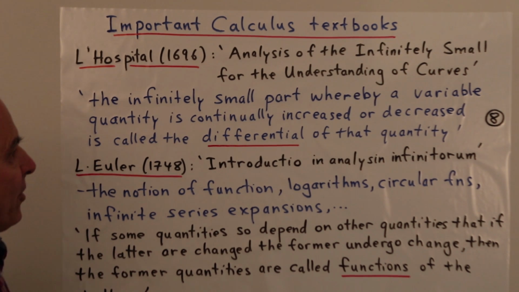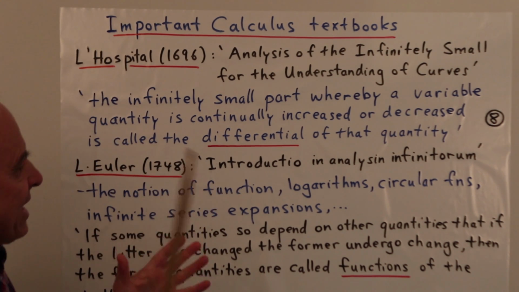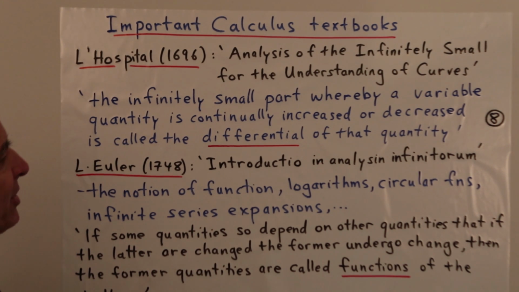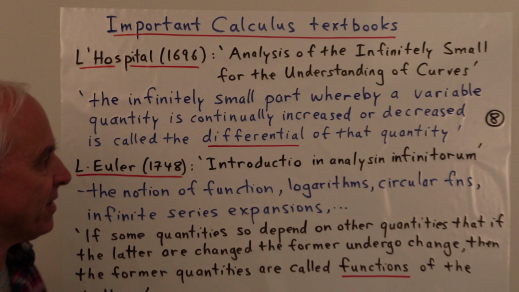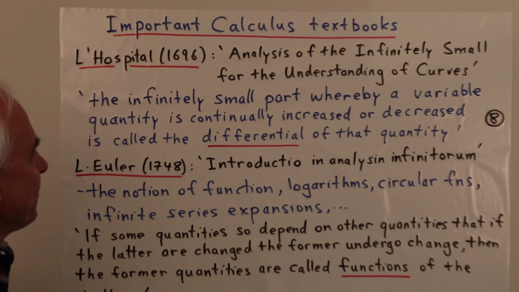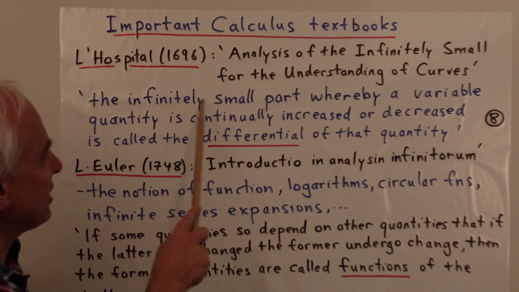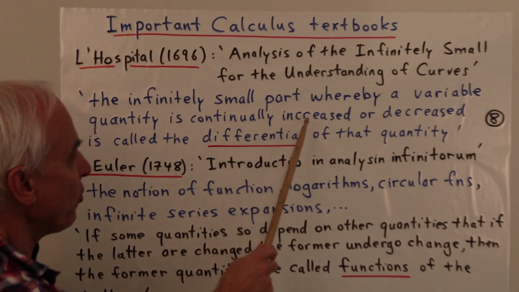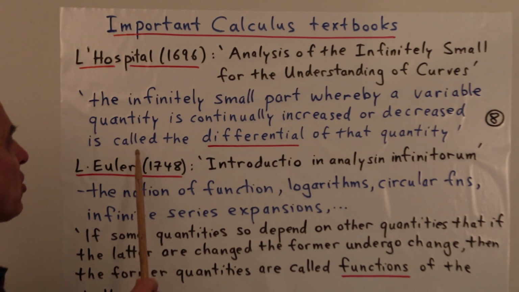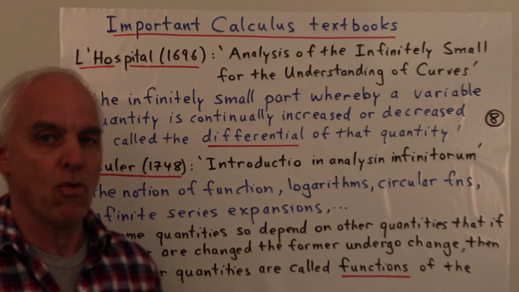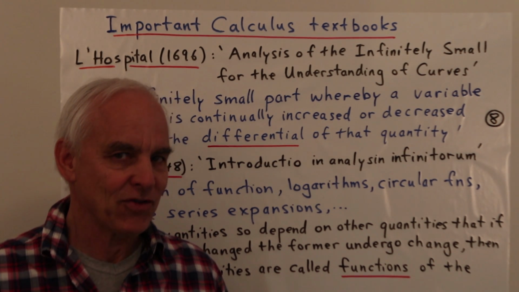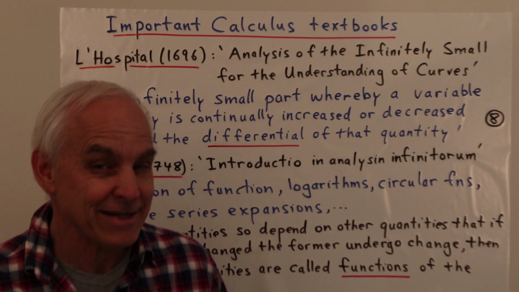What an interesting title. And here's a quote from that book, which gives you a sense of the way those 17th century people thought, and also maybe some of the problems inherent in the orientation that they had. So here's L'Hopital. The infinitely small part whereby a variable quantity is continually increased or decreased is called the differential of that quantity. Okay, so it gives us some kind of idea. Does it give us a precise idea?